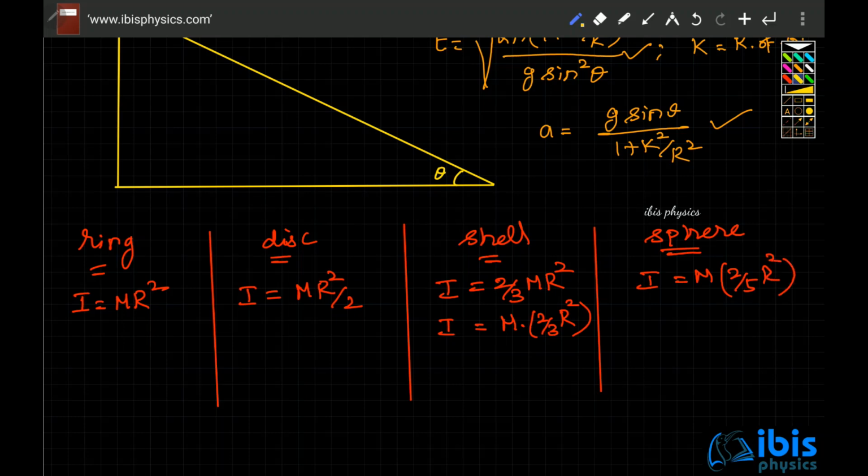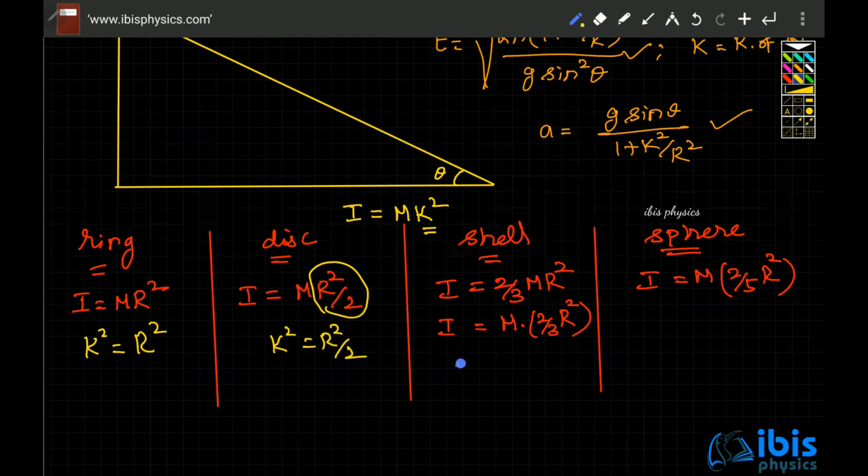Why? Because moment of inertia of anything can be written as mass into k square, radius of gyration square. Apart from mass, whatever is left is k square. So for a ring, k square is equal to r square. For a disc, k square is equal to r square by 2. For a shell, k square is equal to 2 by 3 r square. For a sphere, k square equals 2 by 5 r square.